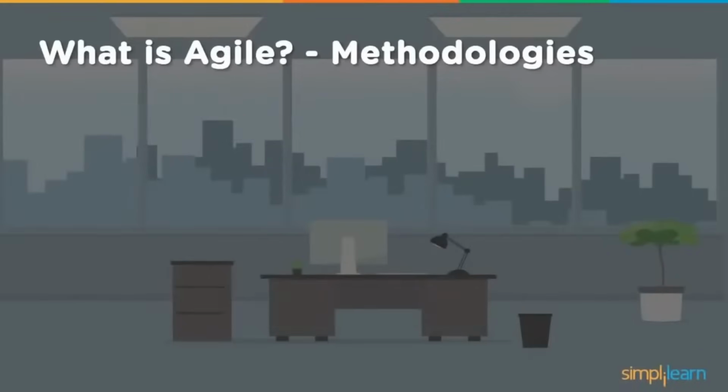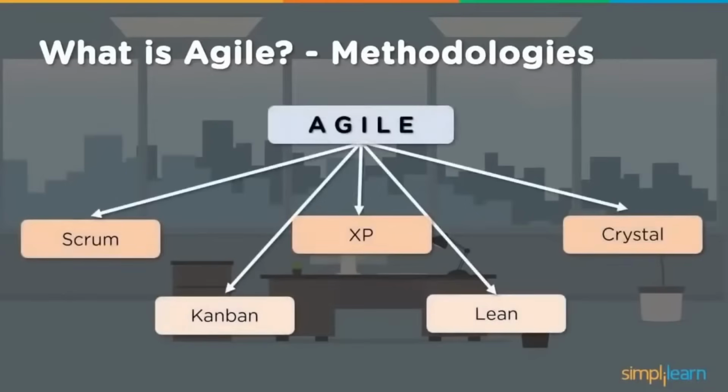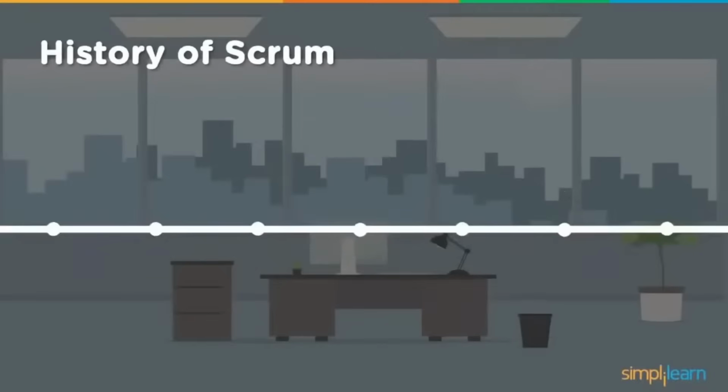Then the various different methodologies we have in Agile, we can speak about Scrum, Kanban, Extreme Programming, that is XP, Lean methodologies, the Crystal. Now in this video tutorial, we are actually focusing on Scrum. So let us understand what this Scrum is all about, right?